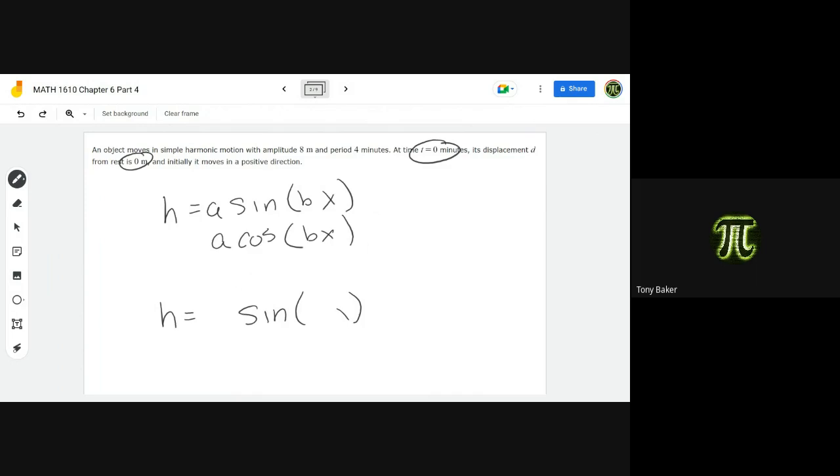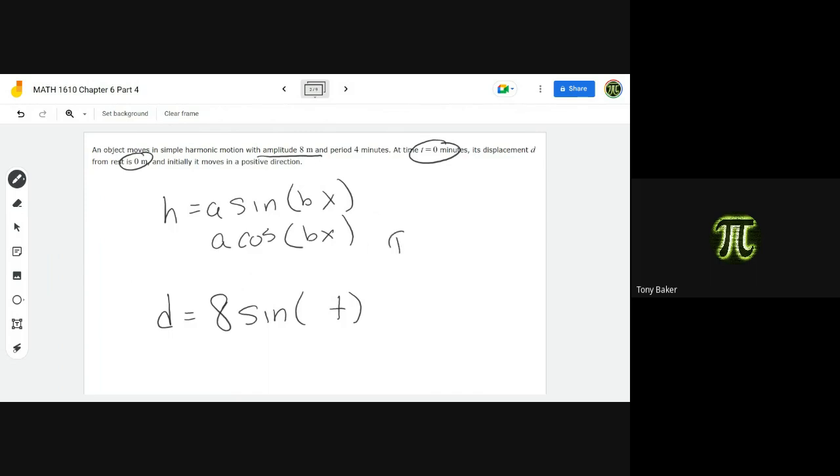Oh, and actually, it's a t, not an x, and a d, not an h. Okay. All right. So now we have to figure out our amplitude. What's the amplitude for this problem? There's an amplitude of 8. So A is 8. That one's quick and simple.